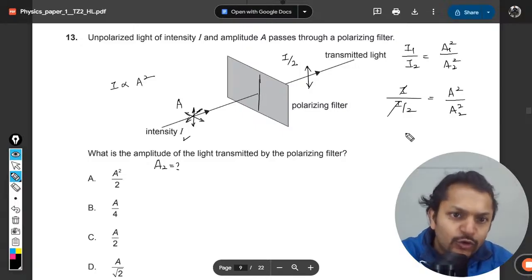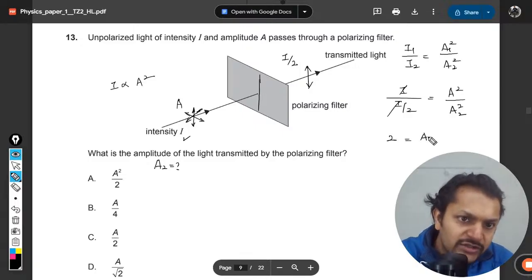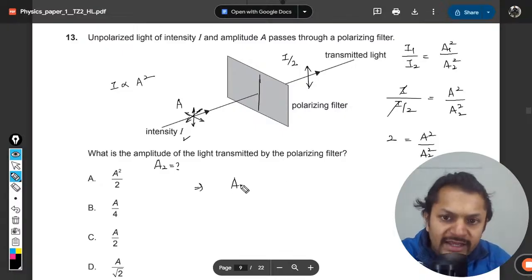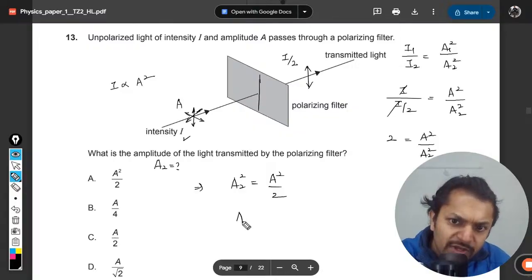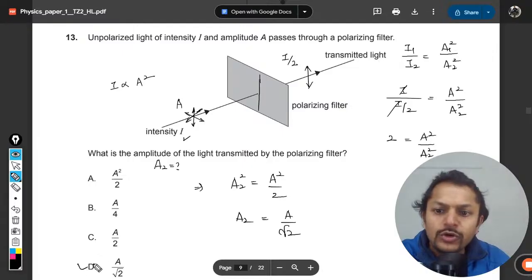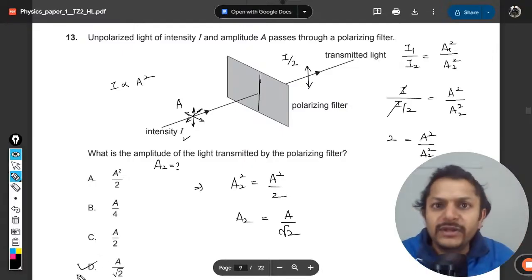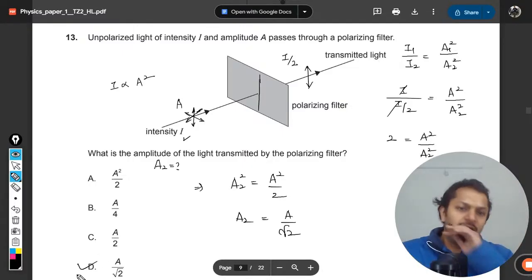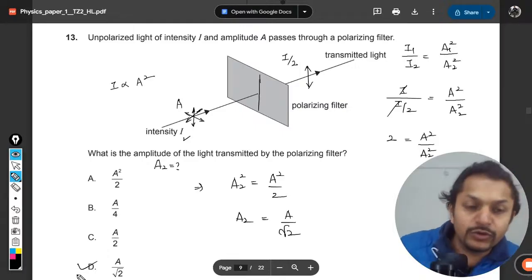This and this get cancelled out. 2 will go into the numerator. So this will be A square divided by A2 square. And accordingly, I can say that A2 square is coming out to be A square by 2. So A2 is coming out to be A by square root 2. Clearly, D will be the correct answer for this question. This is how we do this.